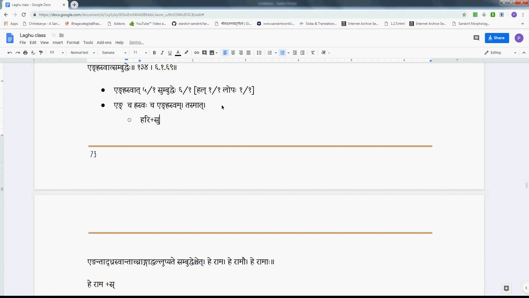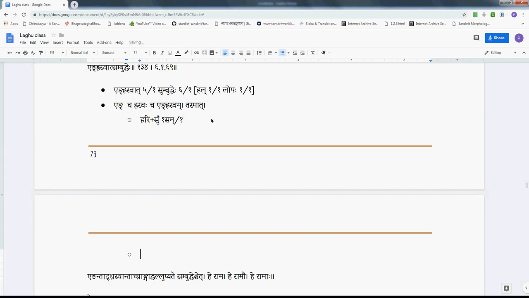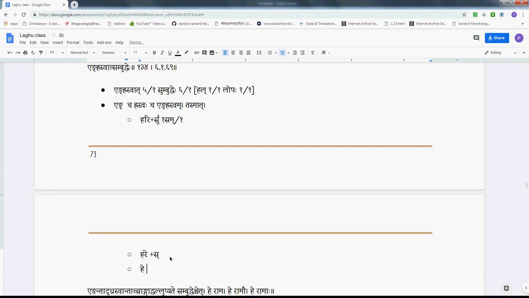But Hari plus Su in Sambodhana Ekvachana, what happens? This is Sambuddhi. And in Sambuddhi, there is a sutra which says Sambuddhi takes Guna. Once it takes Guna, it becomes Hare. Once it has become Hare, Hare plus Sakara in Sambuddhi, what happens? Here, Engantat. So Hare is Enganta Anga, not Pada. Engantat Angat Hal Lupyate. And thereby you will get He Hare.